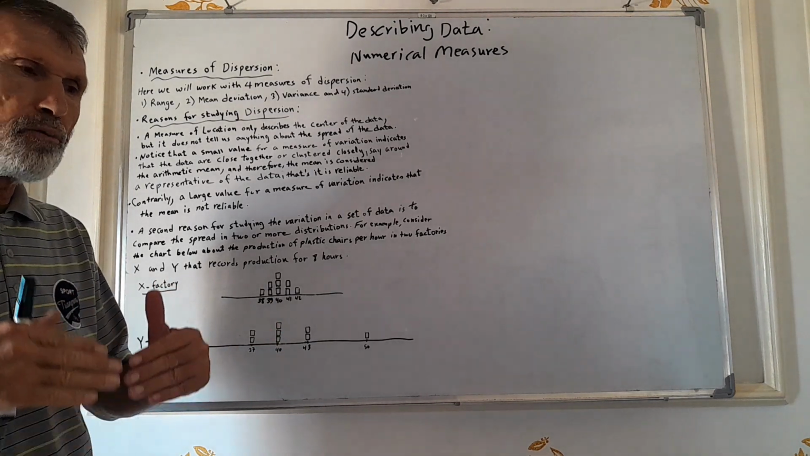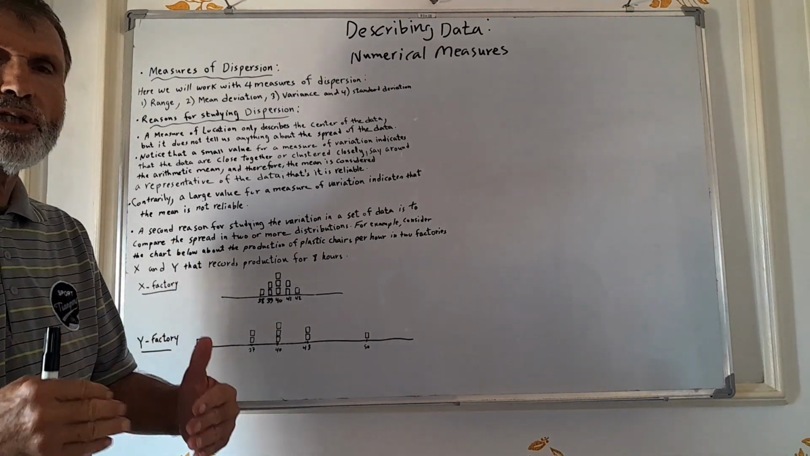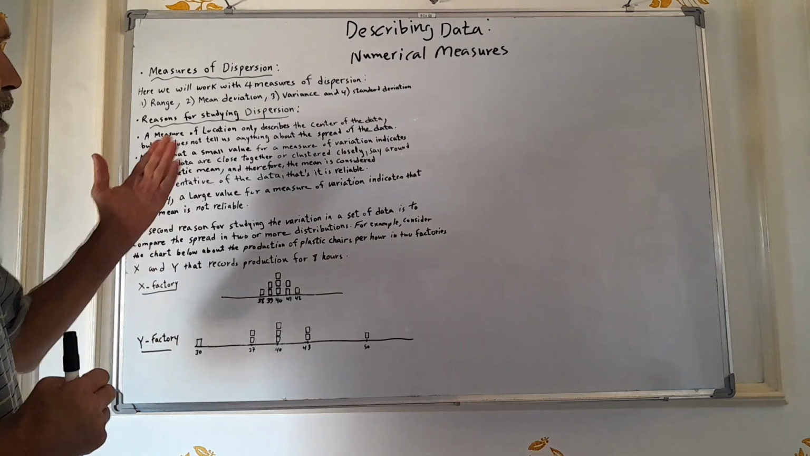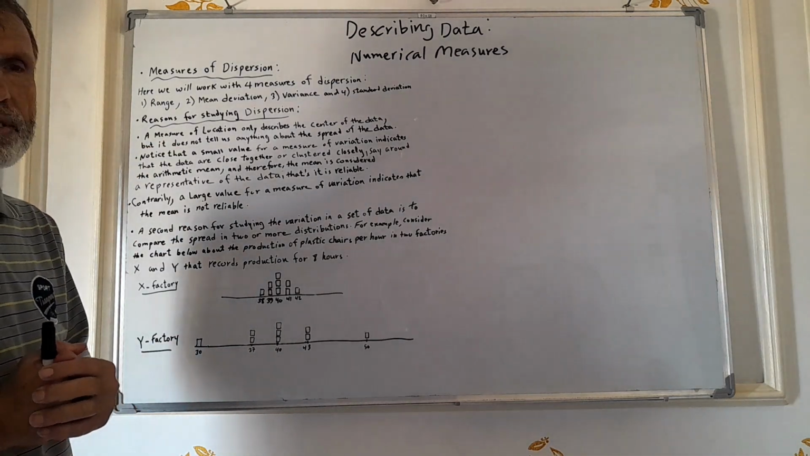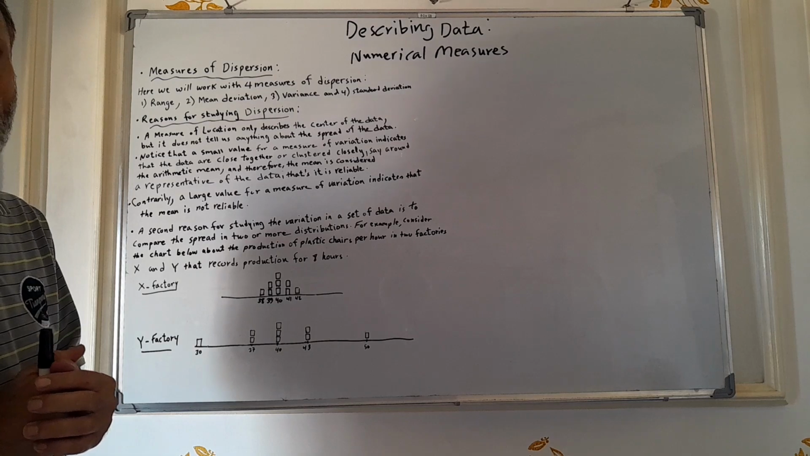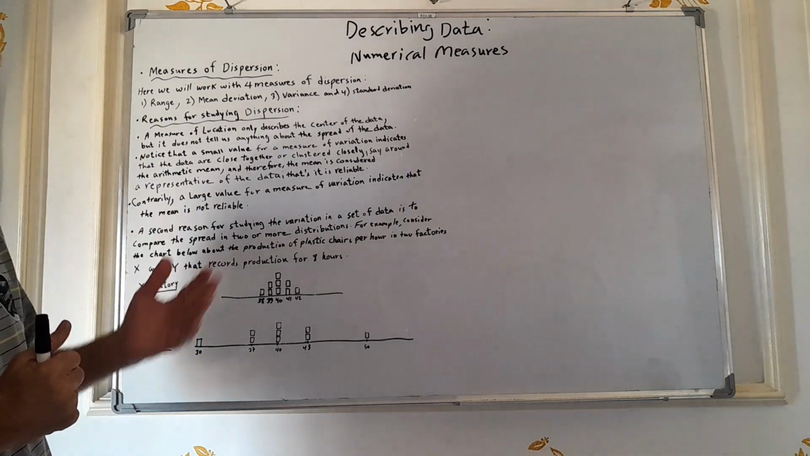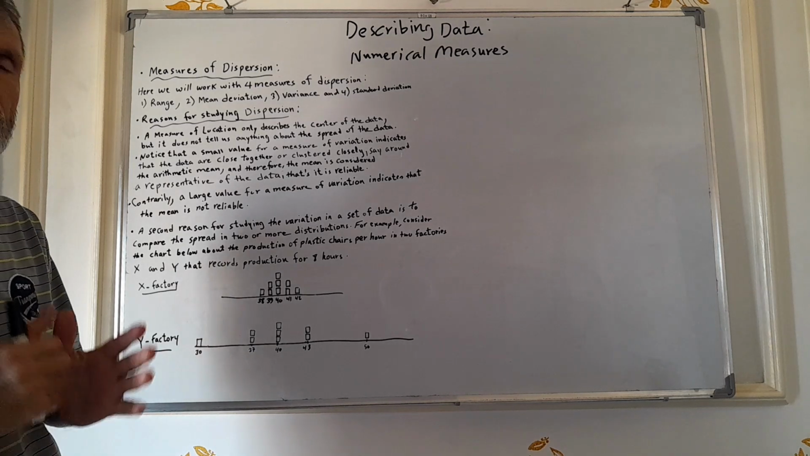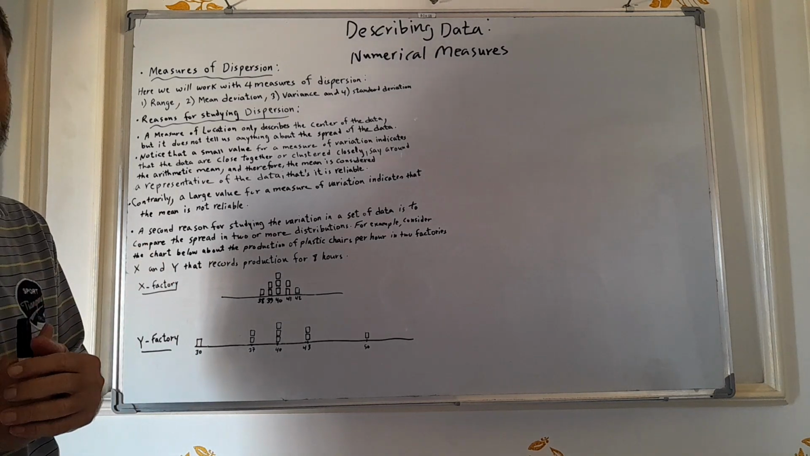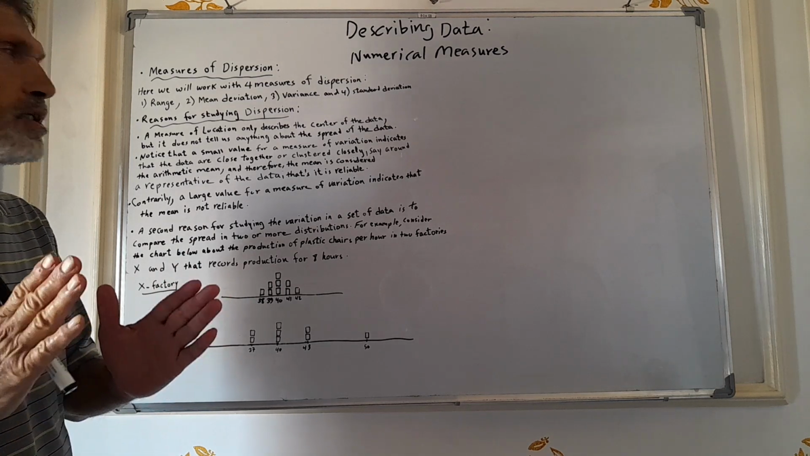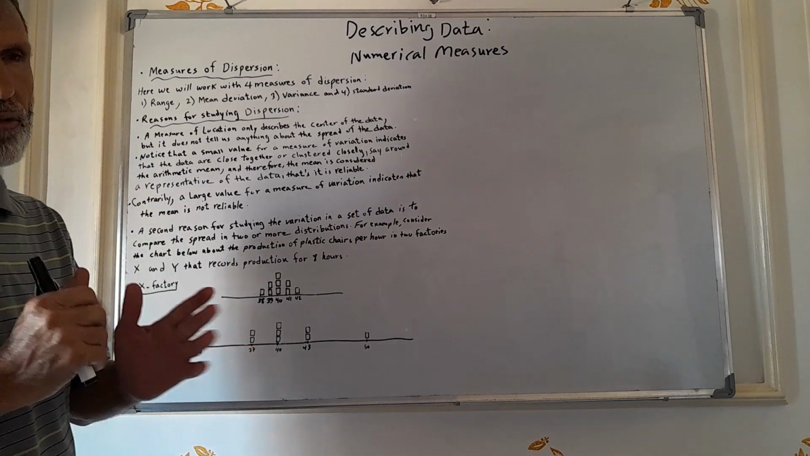So you have to gain some knowledge about the measures of variation. Now, of course, as you can see, we have certain reasons for studying the measures of variation. First of all, a measure of location, of course, describes the center of the data. It does not tell us anything about the spread of the data.